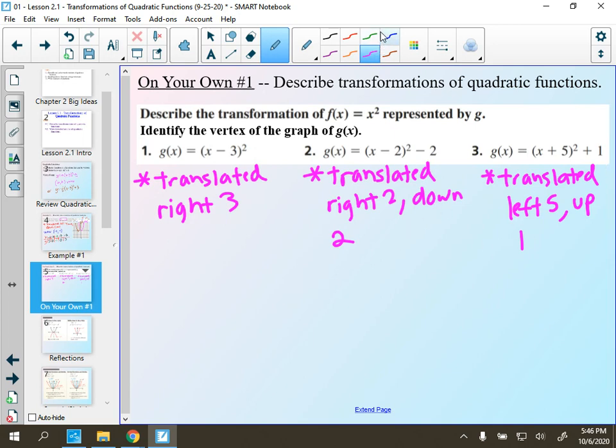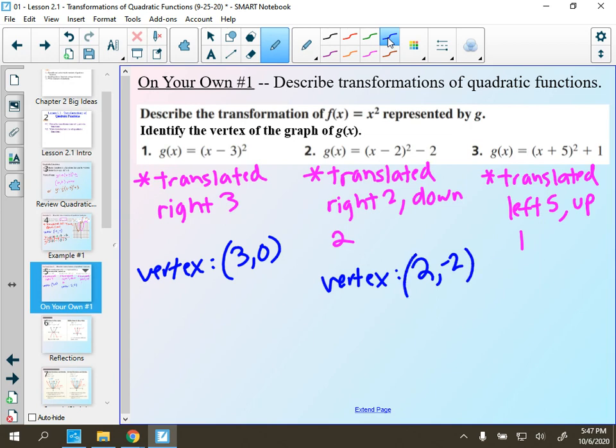The vertex goes hand in hand with those translations. If we've slid right 3, my vertex, instead of being 0, 0, which it is in the parent function, got slid right 3 units, so now it's the point 3, 0. The vertex here, because we went right 2, down 2, is the point 2, negative 2. And then last one, vertex. If we went left 5, that means my vertex is negative 5, but we went up 1. We're talking negative 5, 1. All right, so a little bit of a repeat. You're kind of seeing the same thing 3 times in a row there. Hopefully going through three of them, we're saying, yeah, I'm pretty comfortable with that.